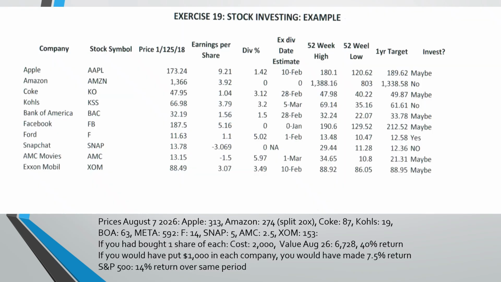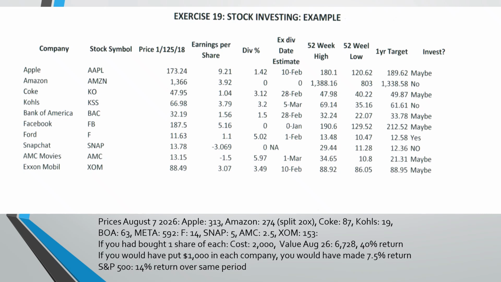Okay. So in the book, I took what I did for exercise 19. And what's interesting is this was done back in January of '18. So it was done 8.5 years ago. And if you look at the companies that I put in there at that time, we had Apple, Amazon, Coke, Kohl's, Bank of America, Facebook, Ford, Snapfish, AMC, and ExxonMobil. And you can see the prices and you can see what the earnings, what their dividends were, ex-dividend. I put their highs and their lows, and what their one-year targets were. And then I kind of made some guesses what I might invest in and what I wouldn't.